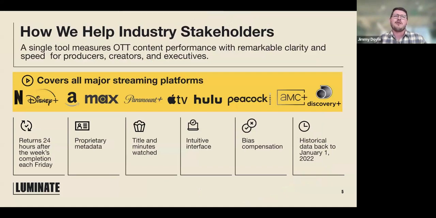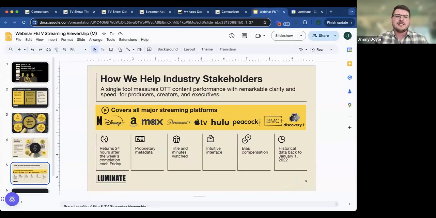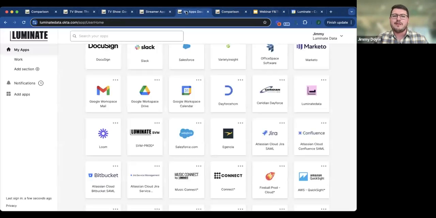The other thing that's really important to note about our metric is we're able to return results really, really quickly. So we're returning results on a 24-hour cadence. We measure our week Friday to Thursday, and then we'll have results that following Friday. But we're actually having results throughout the week on that 24-hour rolling basis. So that's something I can show you right here in the platform.